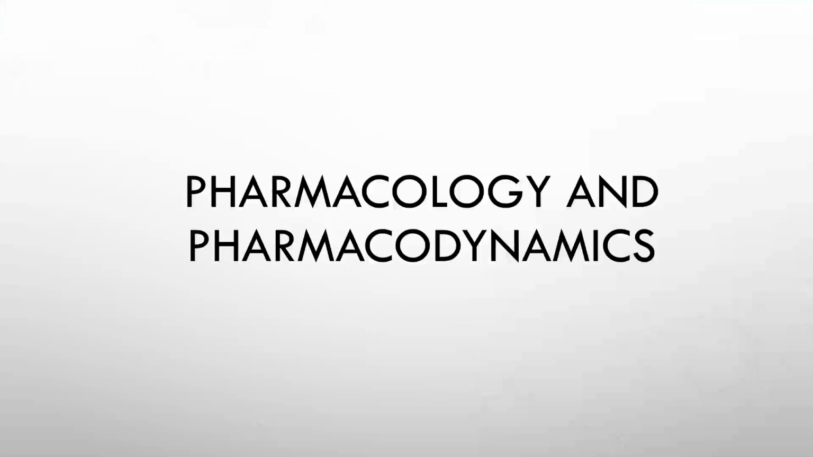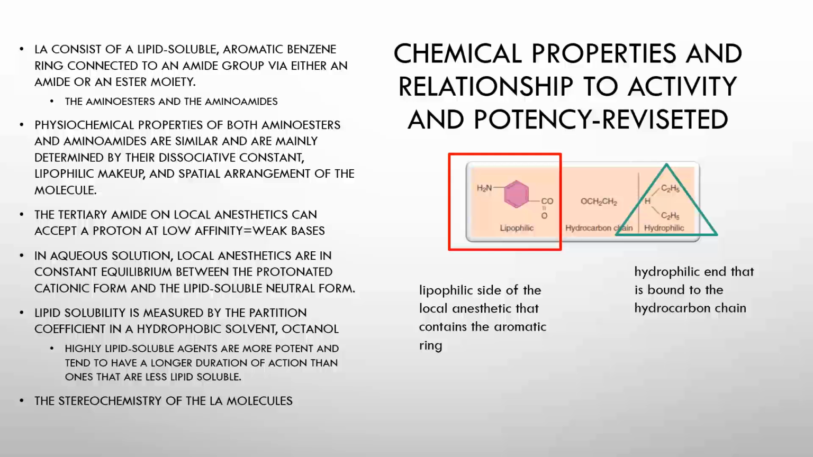Okay, so let's move toward pharmacology and pharmacodynamics. Now, our local anesthetic consists of a lipid-soluble aromatic benzene ring connected to an amide group via either an amide or an ester moiety. This linkage basically categorizes the local anesthetic into amino esters or aminoamides, esters or amides. It also determines how they're metabolized.